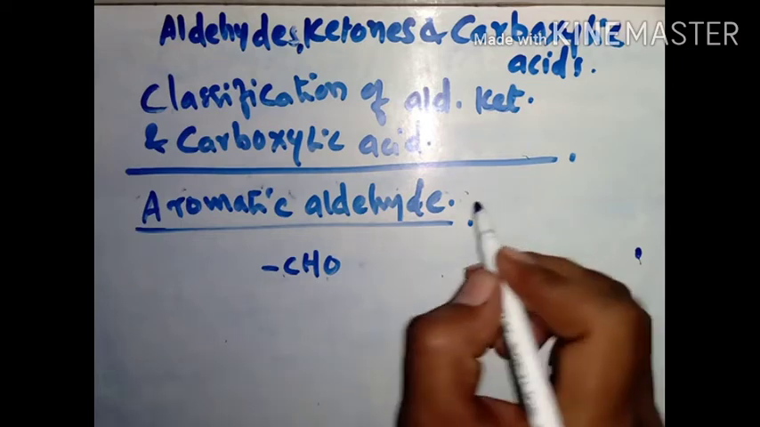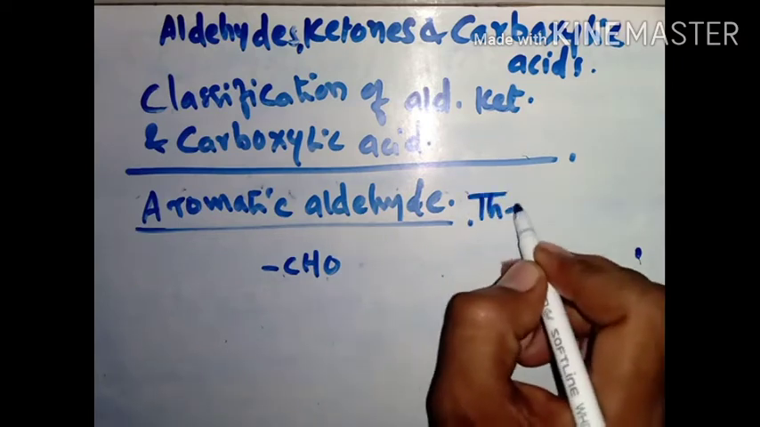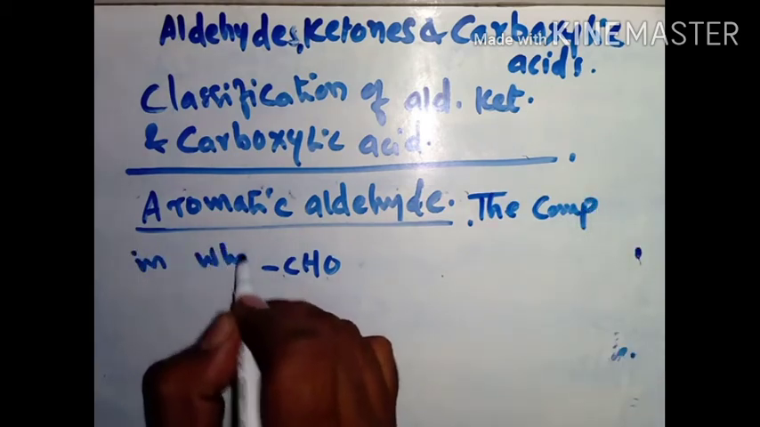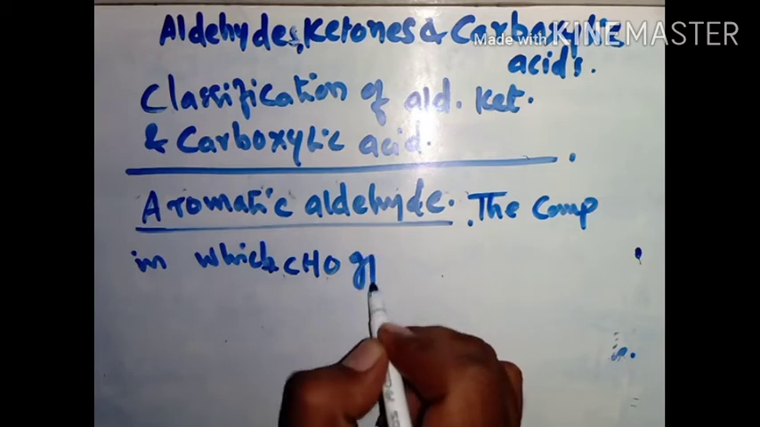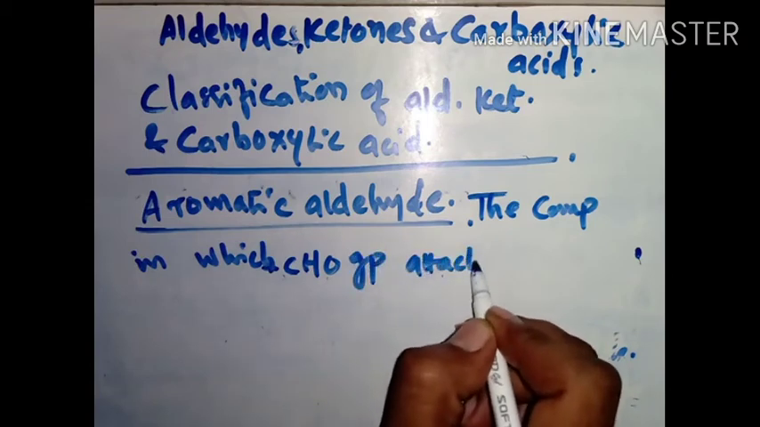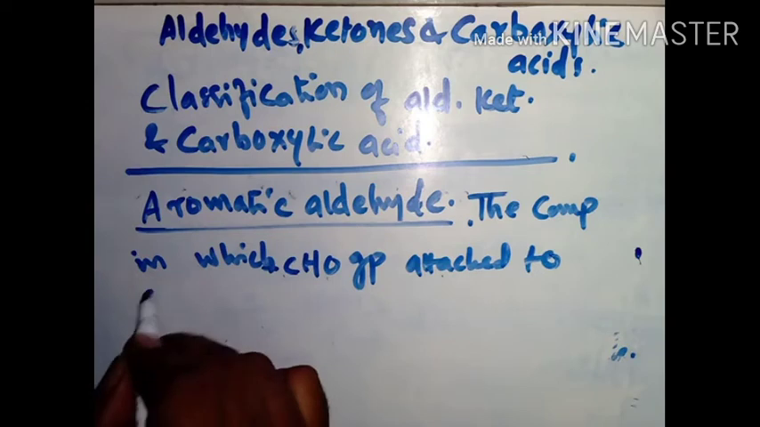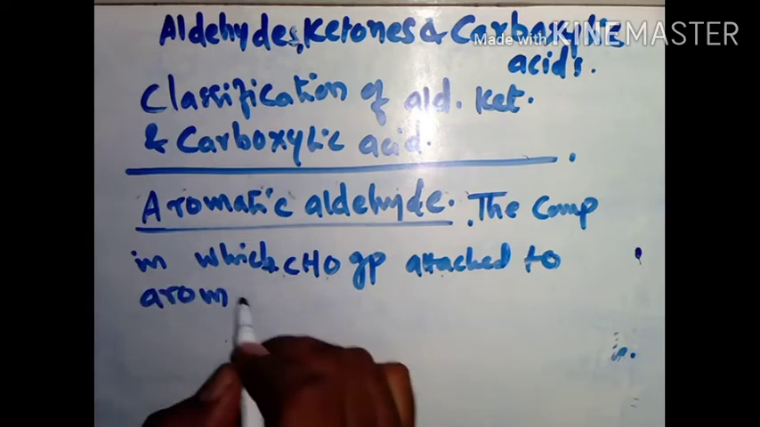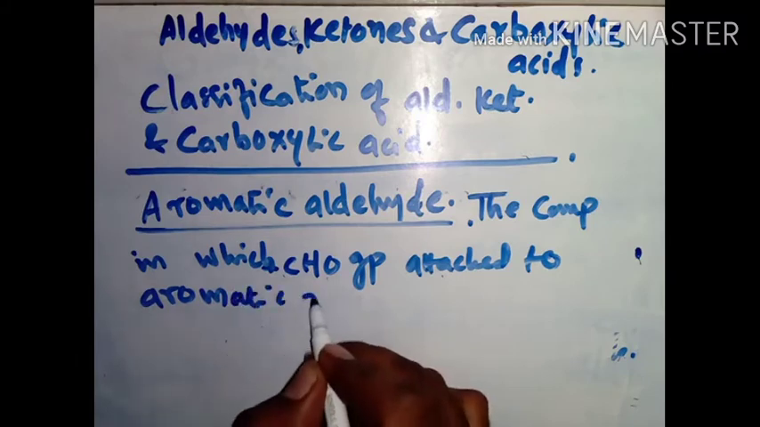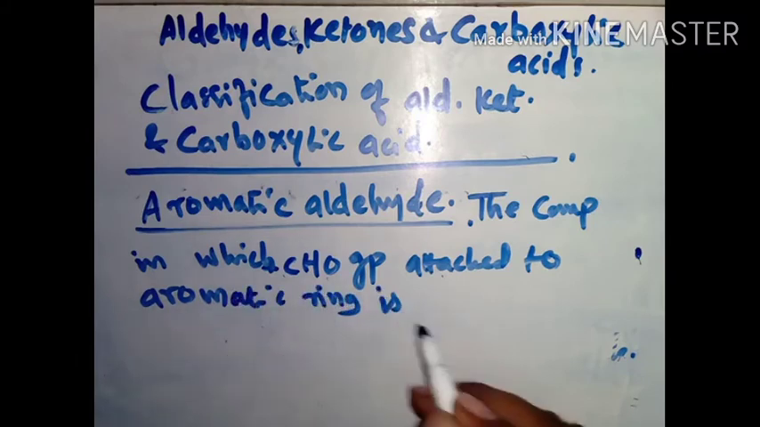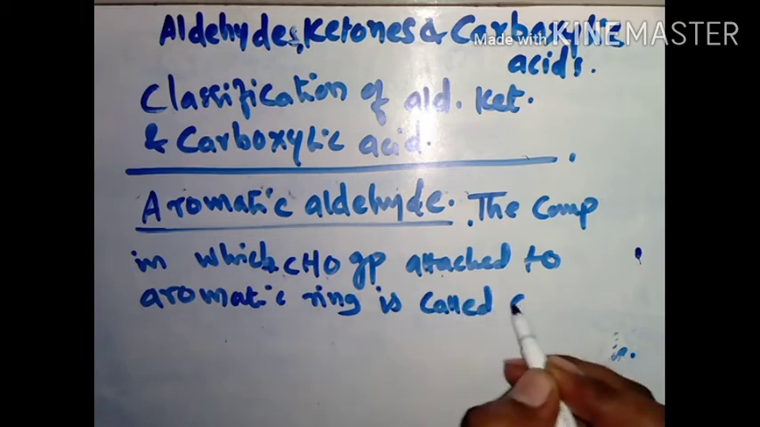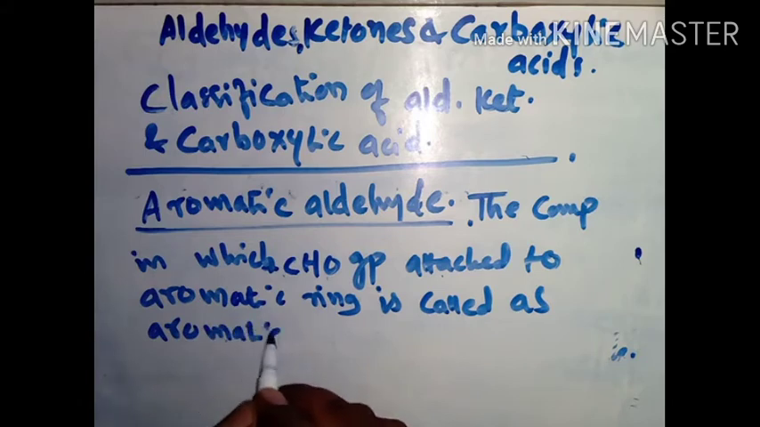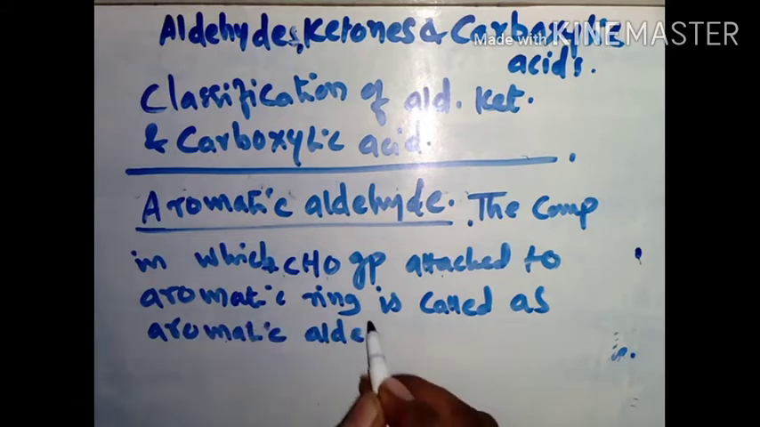So we can write the definition. The compound in which the CHO group is attached to an aromatic ring is called an aromatic aldehyde.